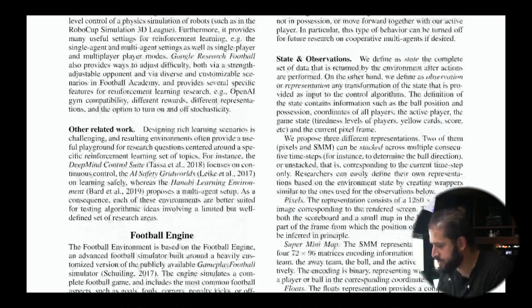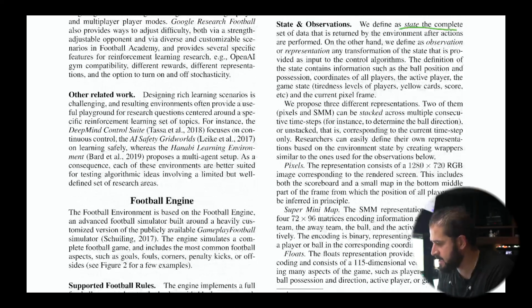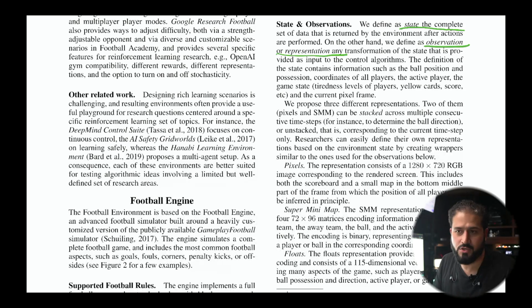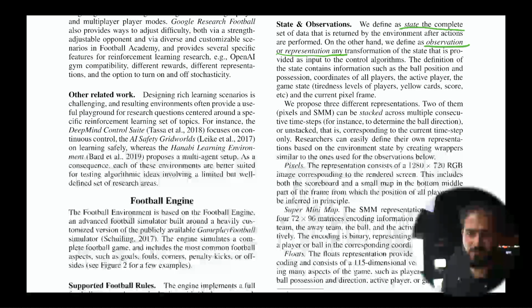State and observations, here it is. We define the state as the complete set of data that is returned by the environment after the actions are performed. On the other hand, we define observation or representation, any transformation of the state that is provided as an input to the control algorithms. Great. So this is what I was talking about before: you have the state and then you have the observation. Not everybody does this for you. So good job, guys.